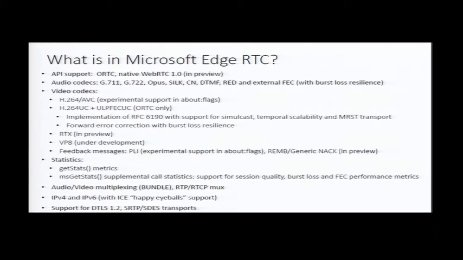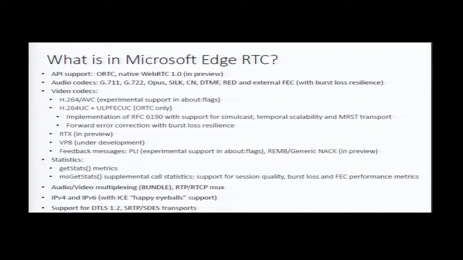For video codecs, in the current Windows Insider Preview, we have H.264 AVC, which is actually on by default. It's experimental in Anniversary Update. We also have an implementation of H.264 SVC, which we've had since the first release, as well as something called ULP FEC-UC, both of which are only accessible via ORTC and won't be in WebRTC 1.0. That's basically an implementation of H.264 SVC with forward error correction and burst loss resilience. I mentioned the feedback messages and RTX and VP8.